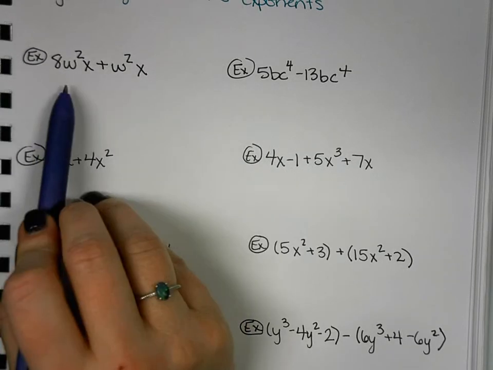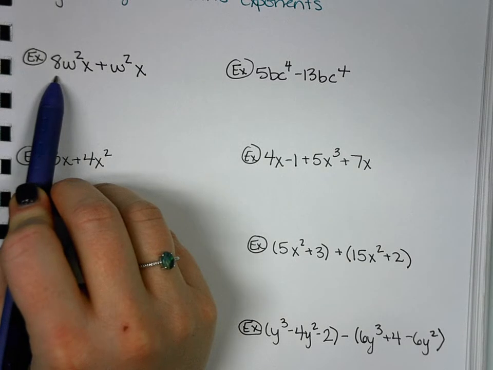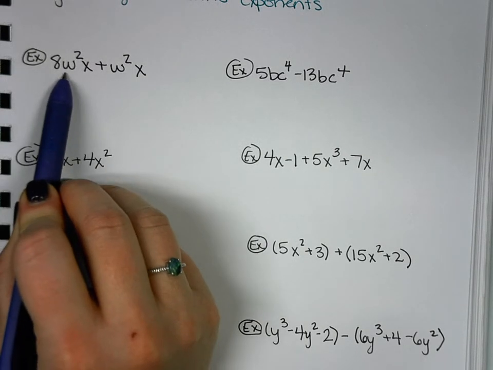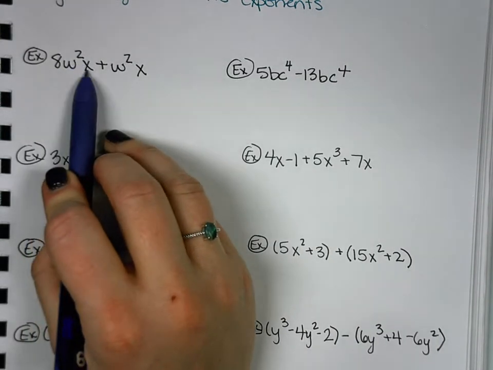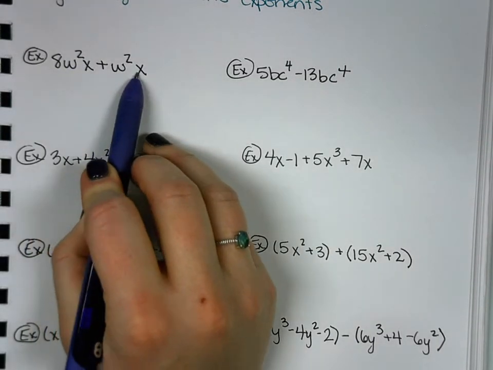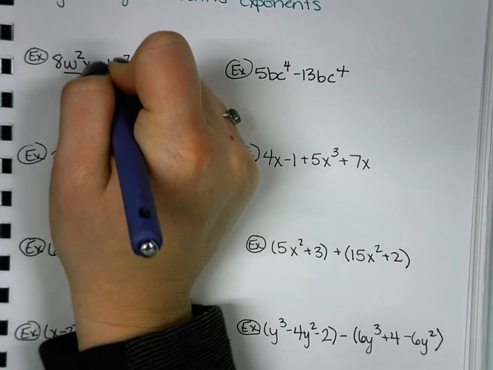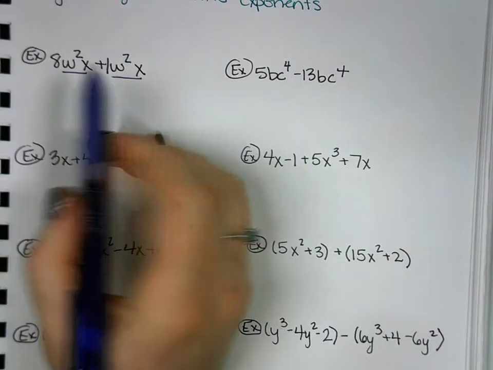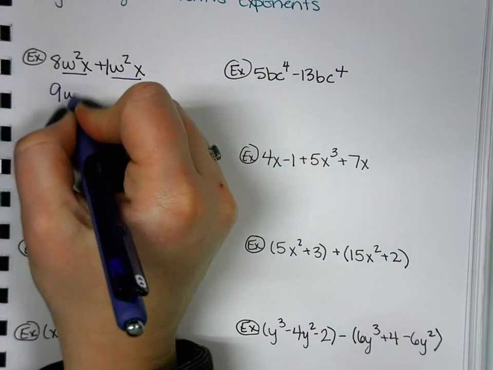So to simplify like terms, what do they have to have? They have to have the exact same variables. So if this has a w squared x and this has a w squared x, that means these are like terms, and we add the numbers in front. So 8 plus 1, 9w squared x.